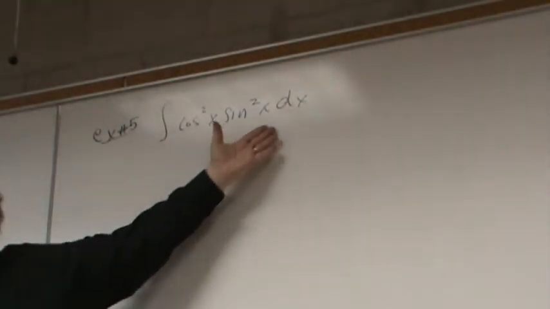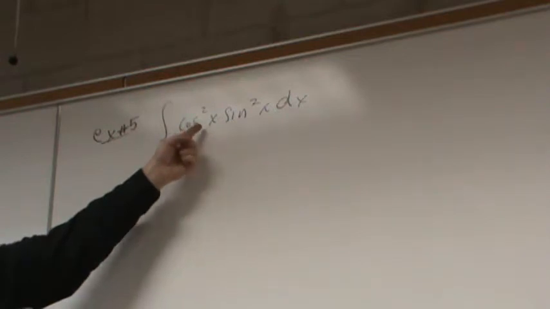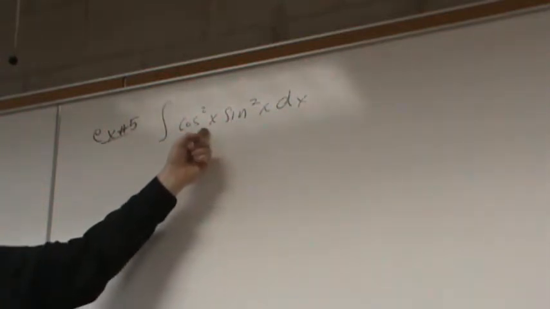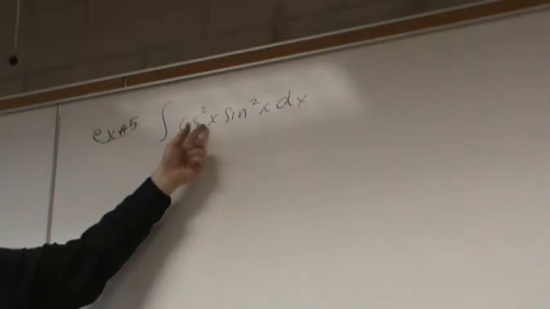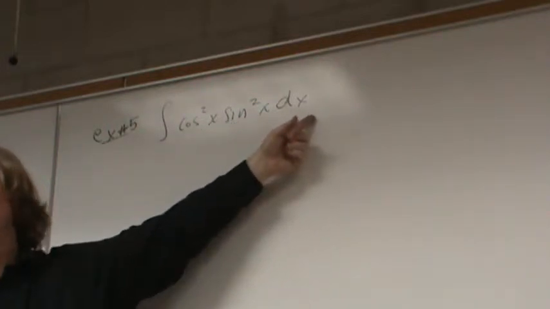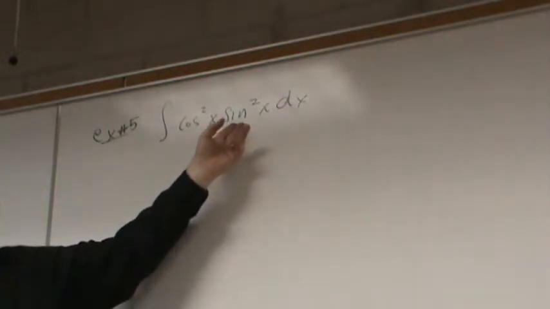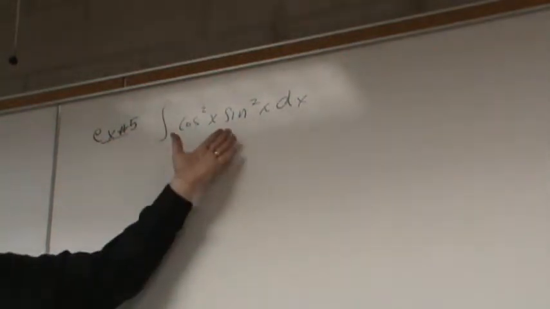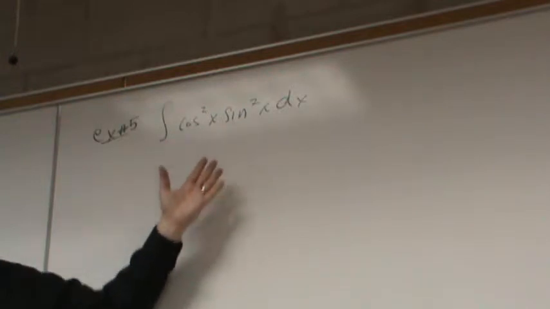Now, I'm stuck in this weird situation where I can't peel off a cosine to be my du because I'm left with a single cosine that I can't convert into sines. And I can't peel off a sine of x to be my du because I'm left with a single sine of x that I can't convert to cosine. So in order to deal with both sine and cosine being even powers, I have to do something utterly different.